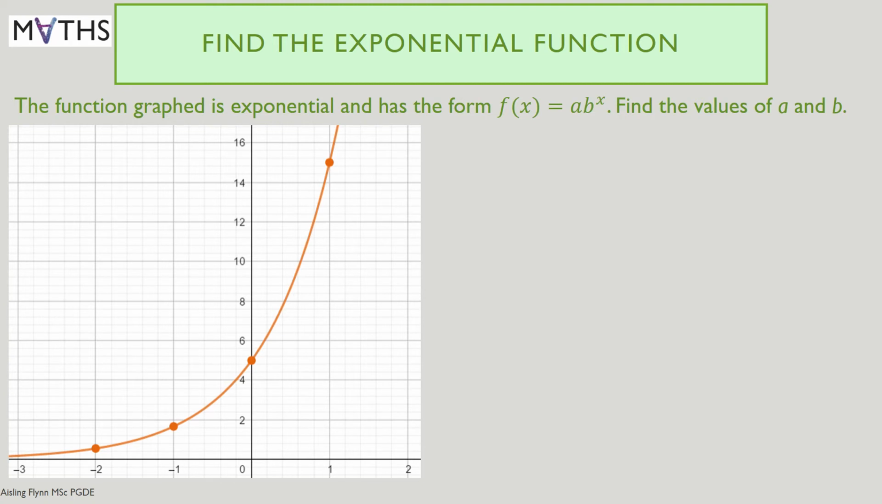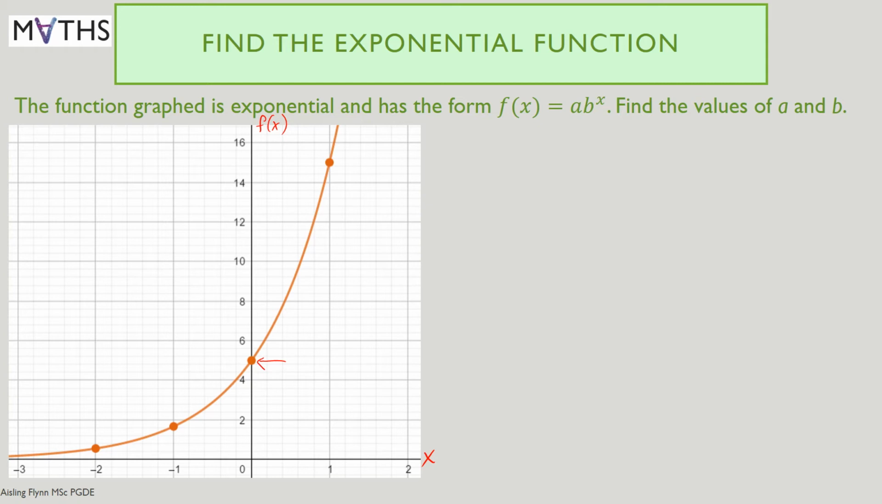Now here's an exercise for us to try together. Find the exponential function. The function graphed is exponential and has the form f of x equals ab to the power of x. Find the values of a and b. Okay, so let's have a look here. So remember, our inputs x are on the horizontal axis and the outputs, or the results, are on the vertical, f of x. Okay, there are some points marked for us and we're going to use those to help figure it out. Okay, now by far the most useful one is here.